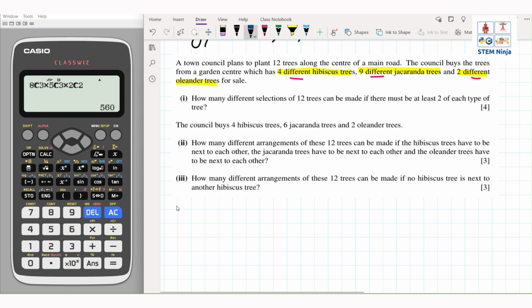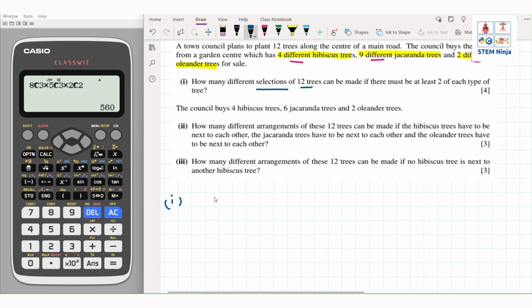All right, let's see the first part. How many different selections, that means combinations, of 12 trees can be made if there must be at least 2 of each type of tree? Okay, so first off, we need to list to make sure that we are counting them correct. So we have hibiscus 4, jacaranda 9, and oleander trees, we have 2. Now we need at least 2 of each type.